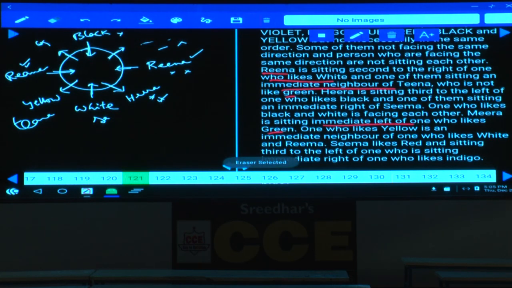Then only that person is to the immediate left-hand side. Whatever this person here likes is a green color. As this person likes green, Tina cannot be at that place. As Tina cannot be at that place, where should Tina be? Tina must be here only. Done? If Tina is here, then Meera is seated to the immediate left of this one who likes green.